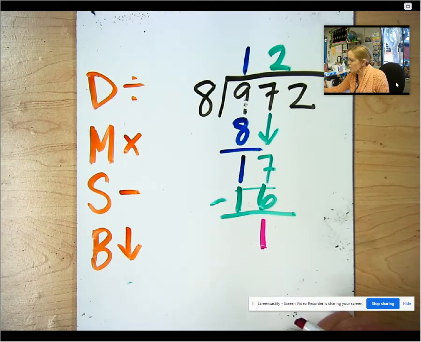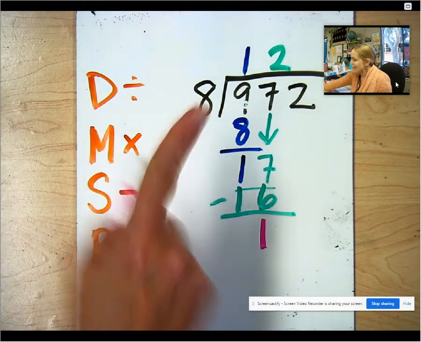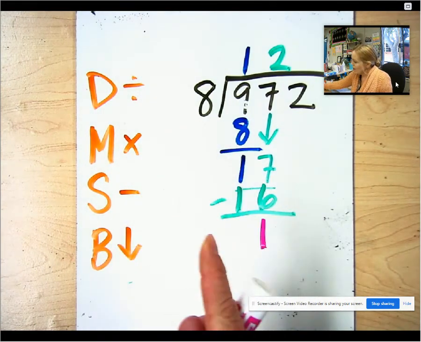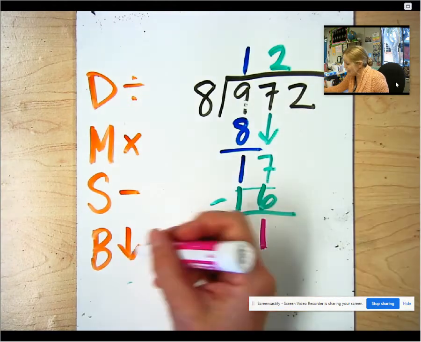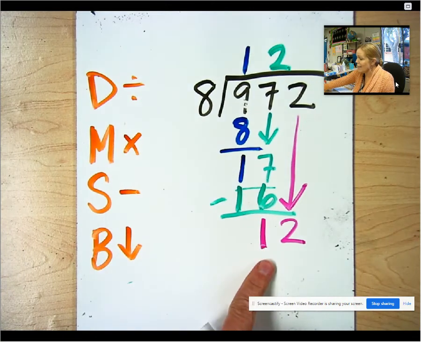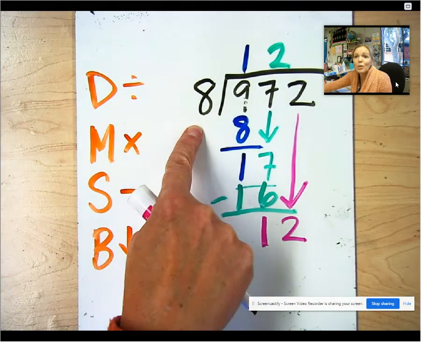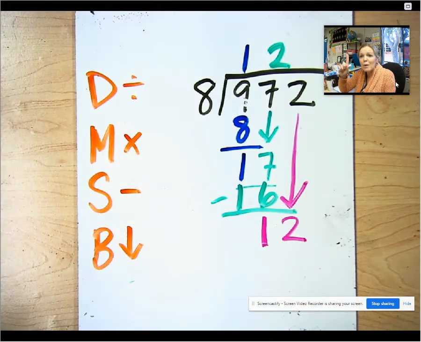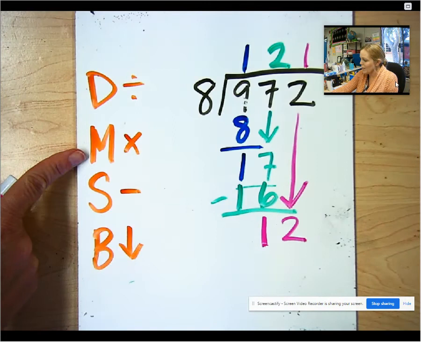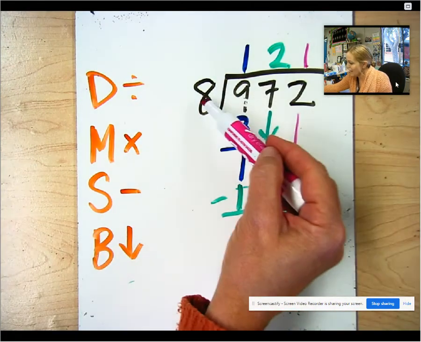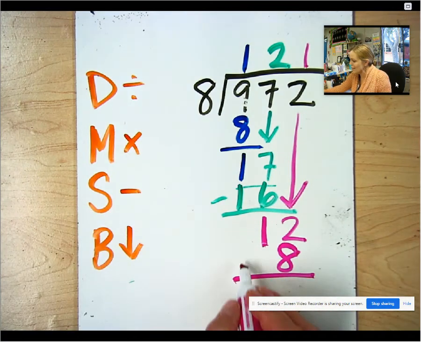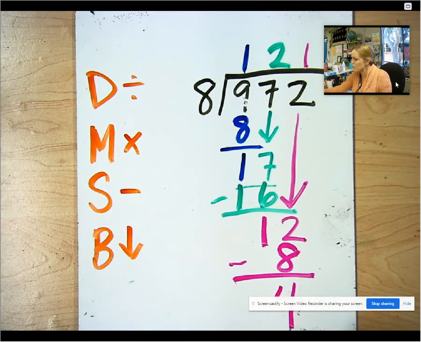Okay? Now I go back to the beginning. Can 1 be divided by 8? No, it cannot. So I have another number in my dividend. I can bring that down, and that would be 2. Now I ask again, can 12 be divided by 8? Will 8 fit into 12? Yeah, it will, one time. Okay, now I go to multiplication. 1 times 8 equals 8. Now I go to subtraction. 12 minus 8 gives me 4 left over.